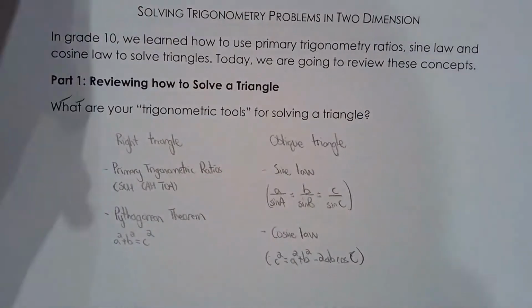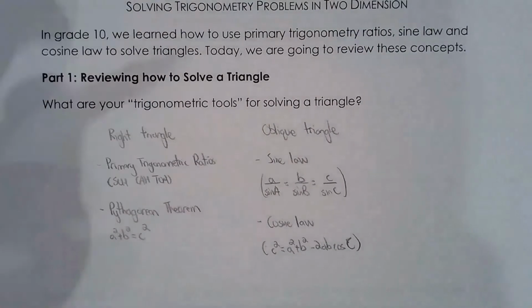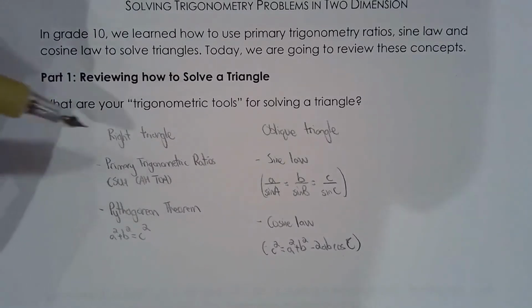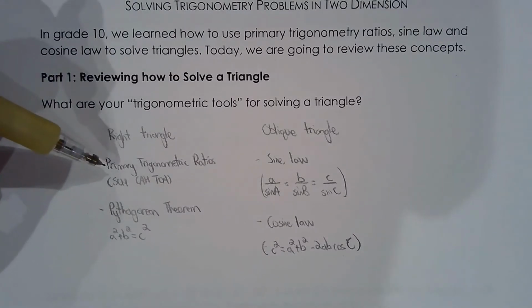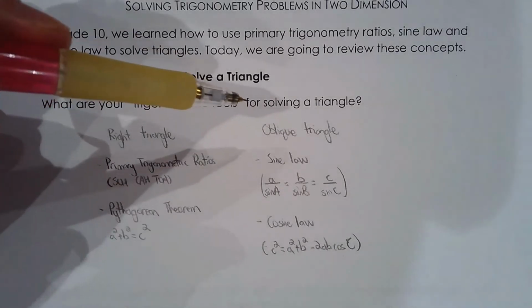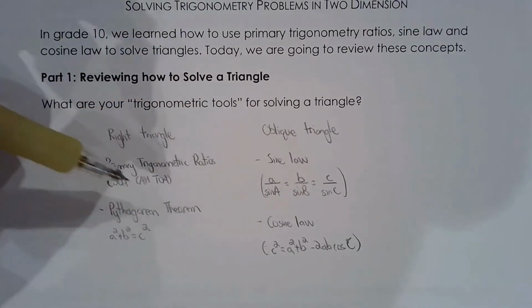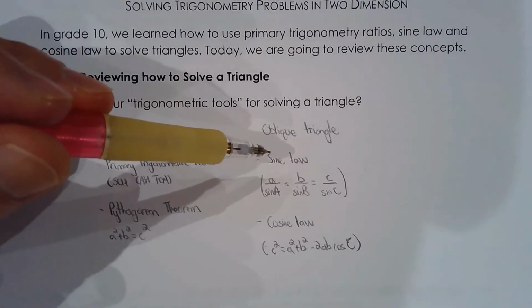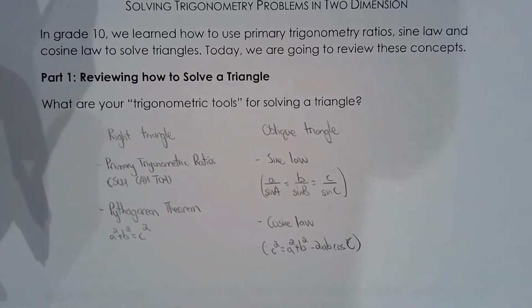Those are the tools which you have available to help you solve a triangle. If you have a right triangle, you either think of the primary trig ratios or the Pythagorean theorem. Now if you have an oblique triangle, then those tools are probably not the best choices. So you're either thinking of the sine law or the cosine law. And more specifically, when do we use the sine law, and when do you use the cosine law?